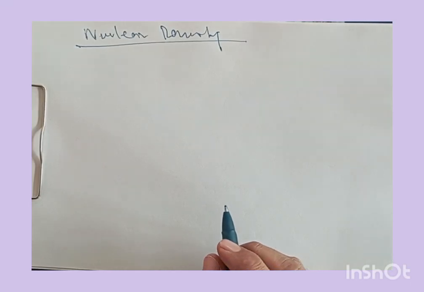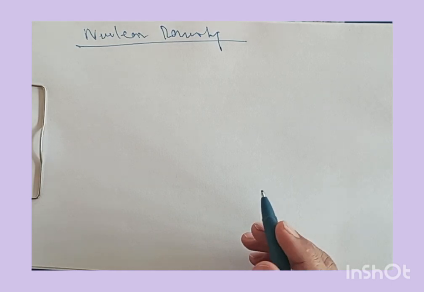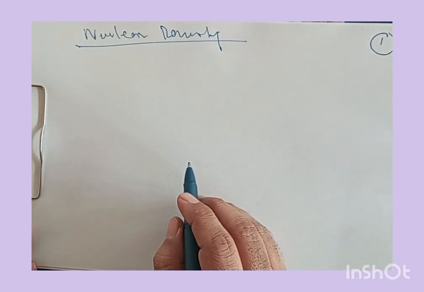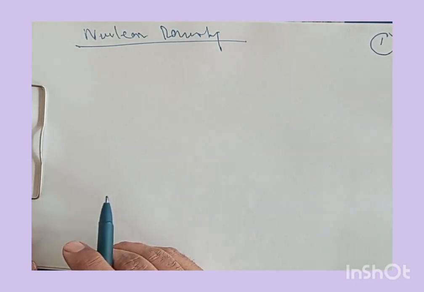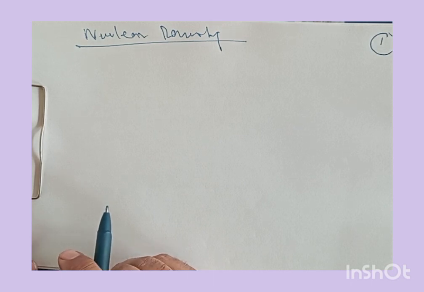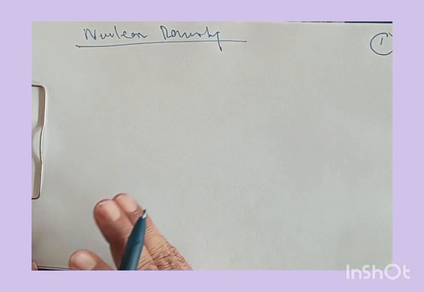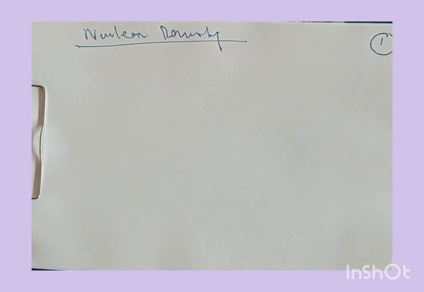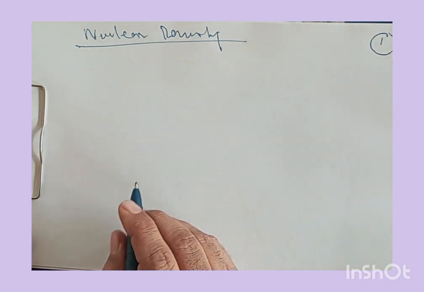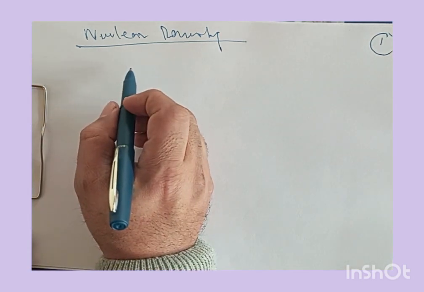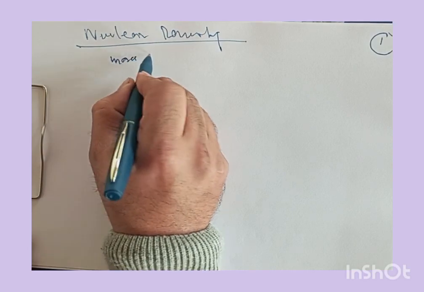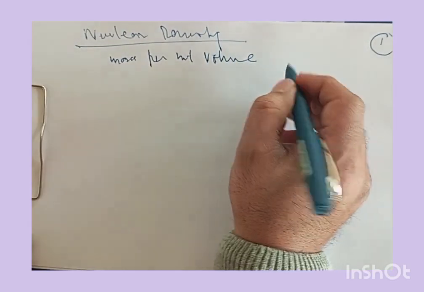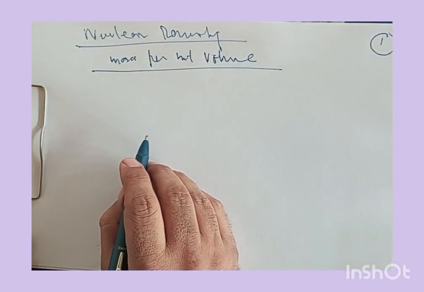Now let's talk about nuclear density. As we all understand, that density is basically mass by volume. So let us try to have an approximate idea of nuclear density and see what is the nature of this nuclear density that we have. If I have to define this nuclear density, what it means is mass per unit volume. This is what we can define as nuclear density.